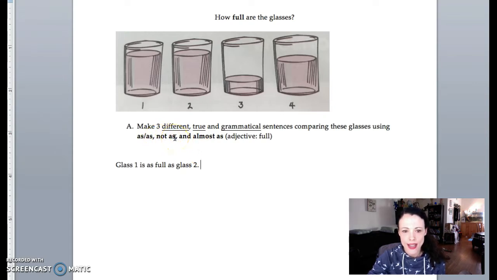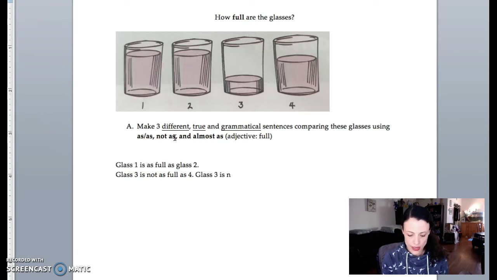Now we have "not as." So if something is not as full, there's less, right? Which one has less? Number 3. So, glass 3 is not as full as. Now we could compare glass 3 to any of the other glasses, right? We could say glass 3 is not as full as glass 4. Glass 3 is not as full as glass 2. We have many choices, right?